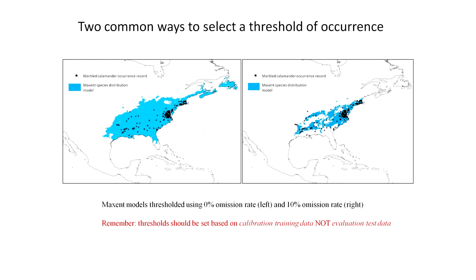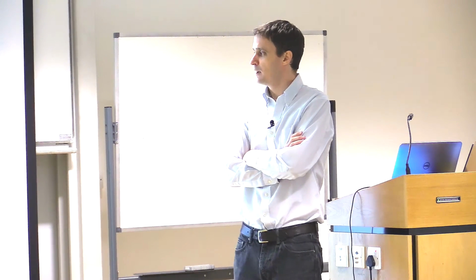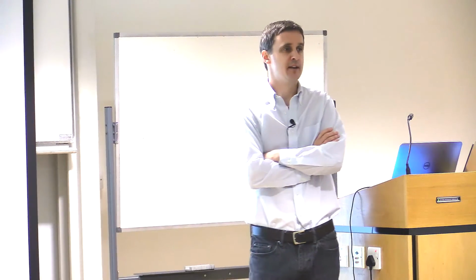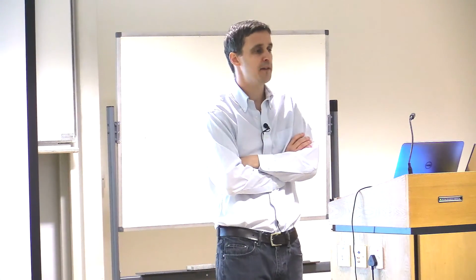So, same model that we saw on the previous slide, but thresholded in different ways. All we've done here is said, in the version on my right, your left, that's basically saying we're going to use a 0% omission rate. We're going to start talking about things like omission rate. Essentially, that's just saying we're going to set a threshold so that none of our occurrence records are left out.